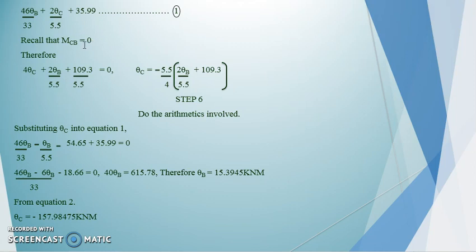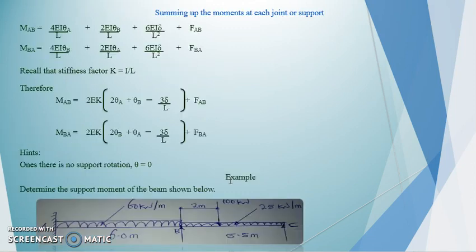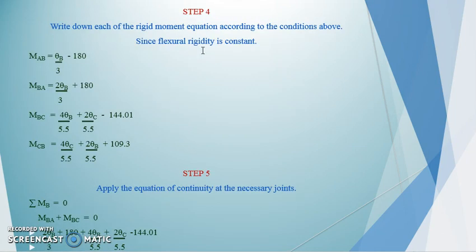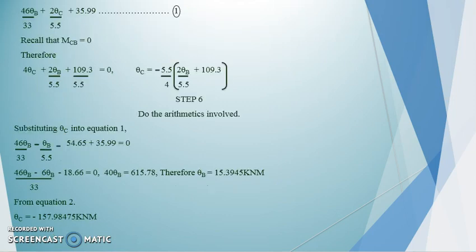When you get this equation, recall that MCB is equal to 0. That's the moment at point C, the joint C, is equal to 0, as the moment at this joint is equal to 0. Reason is it is simply supported. Now equate its own rigid moment equation to 0. So when you equate the whole of this to 0, you will have what we have here. So make theta C the subject of the formula, you will get this.